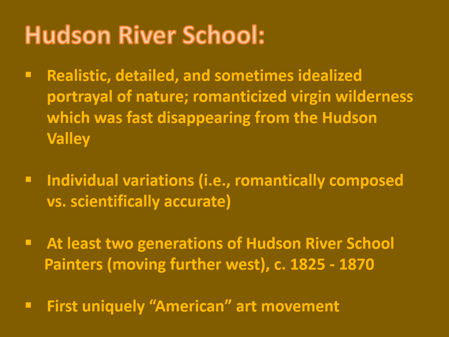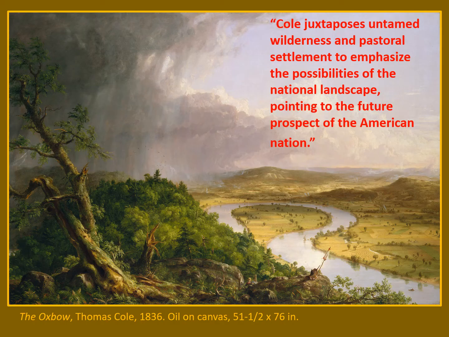Individual variations are going to occur. Some of these painters are going to go for a romantically composed picture, while others are going to be scientifically accurate in their detail. At least two generations of Hudson River painters created art through the century, starting at about 1825, going into the 1870s. And it's considered the first uniquely American art movement.